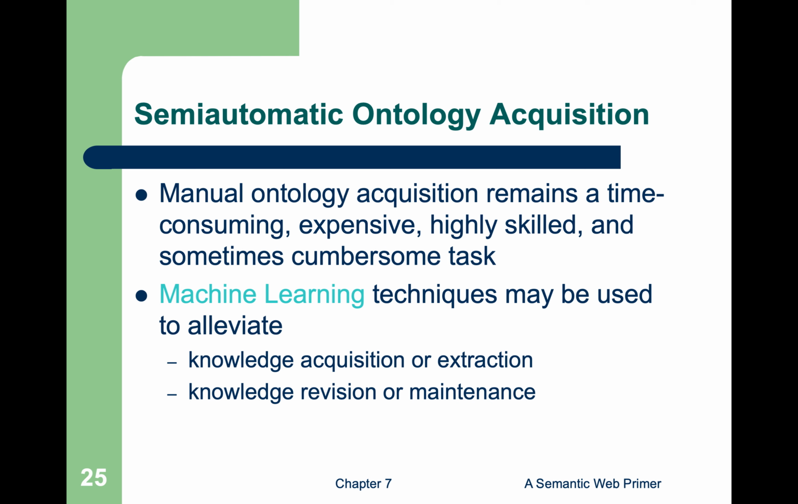Although the whole process of ontology acquisition cannot be automated, since manual ontology acquisition remains a time-consuming, expensive, and highly skilled and sometimes cumbersome task, you can leverage machine learning techniques for knowledge acquisition or extraction, or knowledge revision or maintenance, to lift that manual burden and try to generate ontologies semi-automatically.